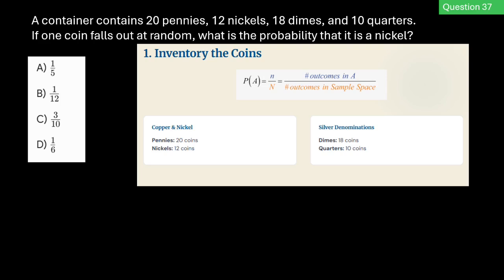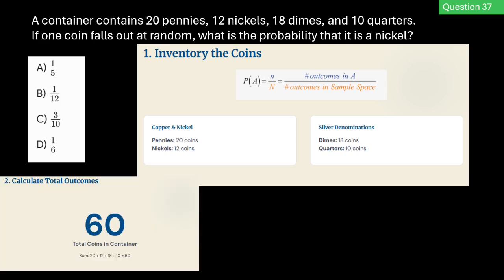Now, our first step is to establish our denominator by finding the total number of items in our sample space. So let's take a look at the container, which has 20 pennies plus 12 nickels plus 18 dimes plus 10 quarters. When we add all those together, we get a total of 60 coins. This means if a single coin slips out at random, there are exactly 60 unique possibilities for what that coin could be.